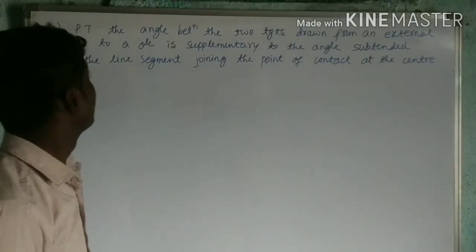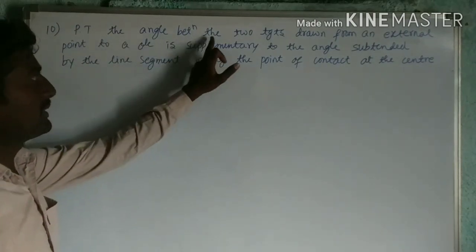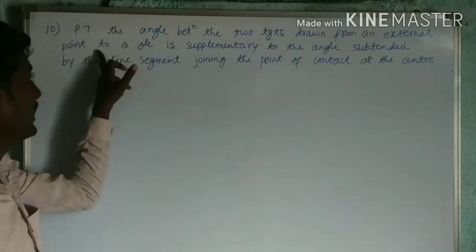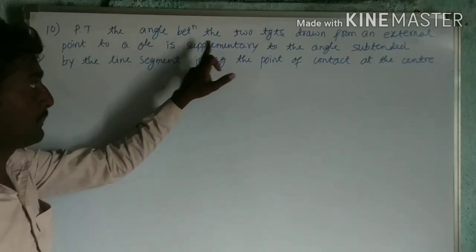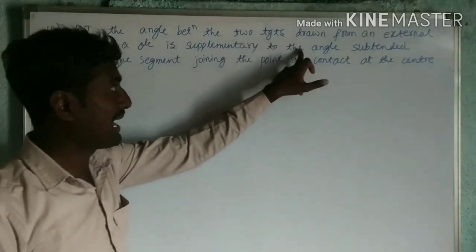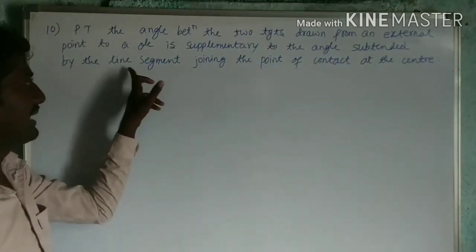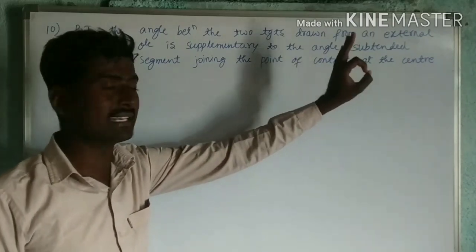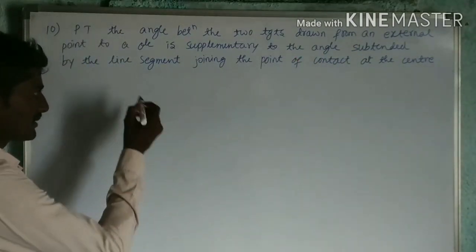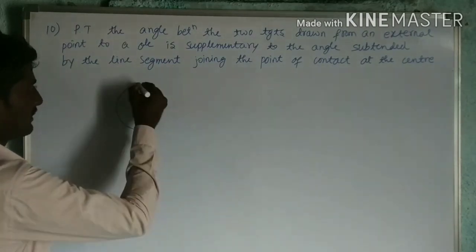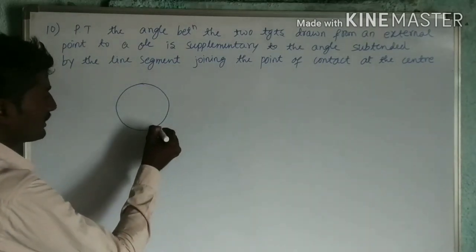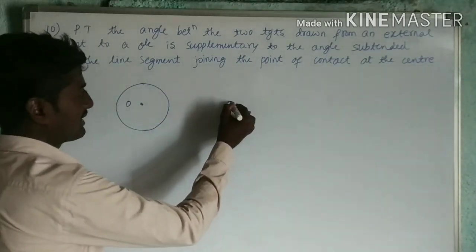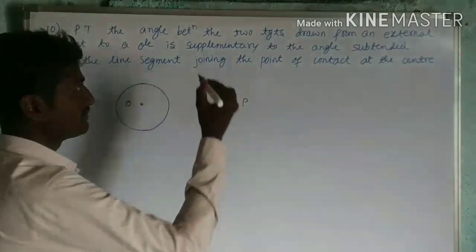Next, 10th question. Prove that the angle between the two tangents drawn from an external point to a circle is supplementary to the angle subtended by the line segment joining the point of contact at the center. So, see here, first I will draw a circle. This is a circle, with the center of this circle I will take as O. So let us consider one external point P.